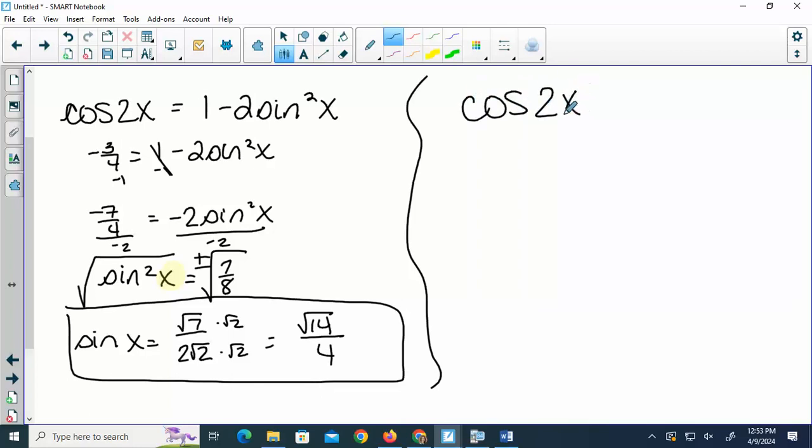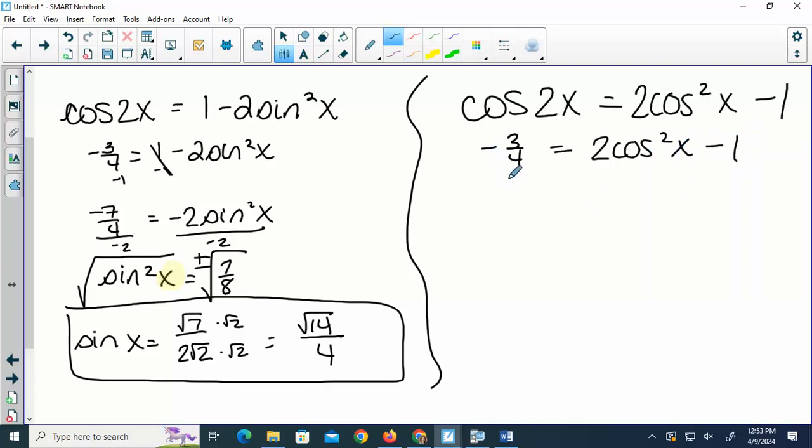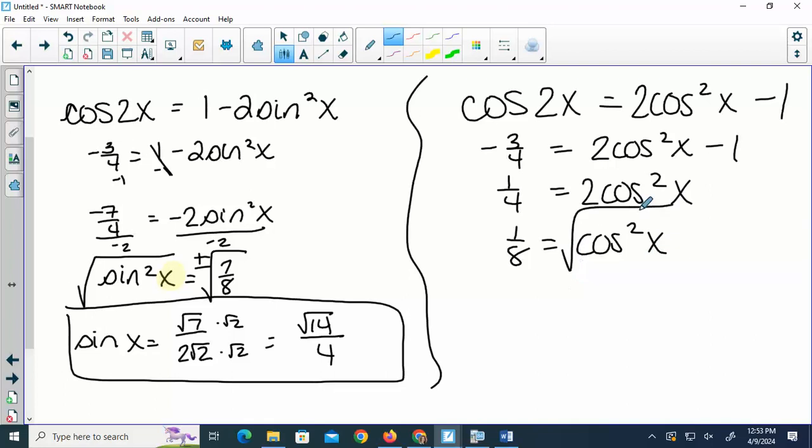So if you did the double angle, you would use 2 cosine squared x minus 1. Cosine 2x is negative 3/4. You would add your 1 over, divide by 2. To get rid of a square, use square root with that plus or minus, but we know we're in quadrant 1, so it's positive. Square root of 1 is 1. 8 breaks into 2 radical 2. If you multiply by the square root of 2, you get the square root of 2 over 4.